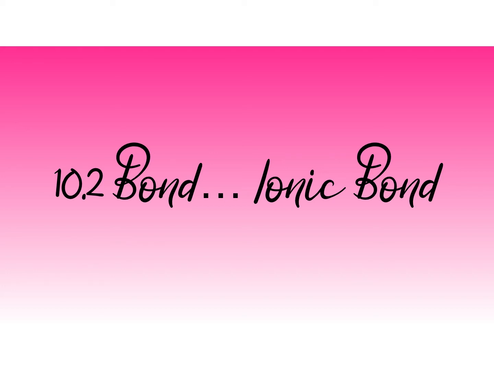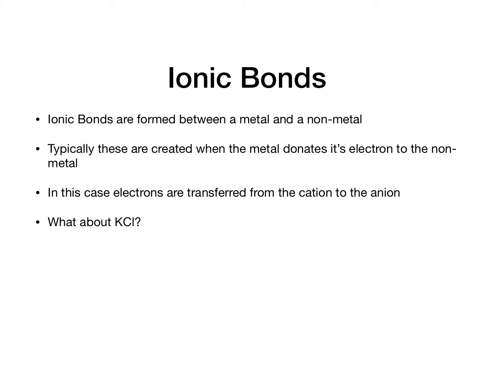In this video, we're going to specifically think about ionic bonds. An ionic bond is formed or observed between a metal and a nonmetal. What we typically see is that the metal serves as the cation and donates its electron to the nonmetal, or the anion. So the electrons are going to be transferred from the cation to the anion.